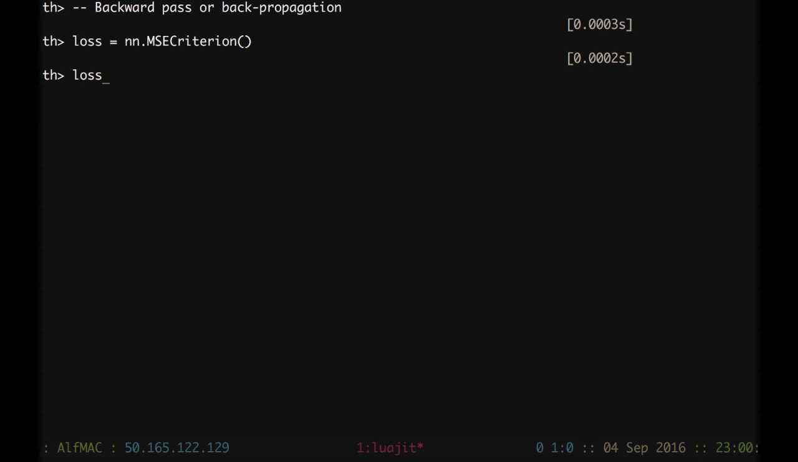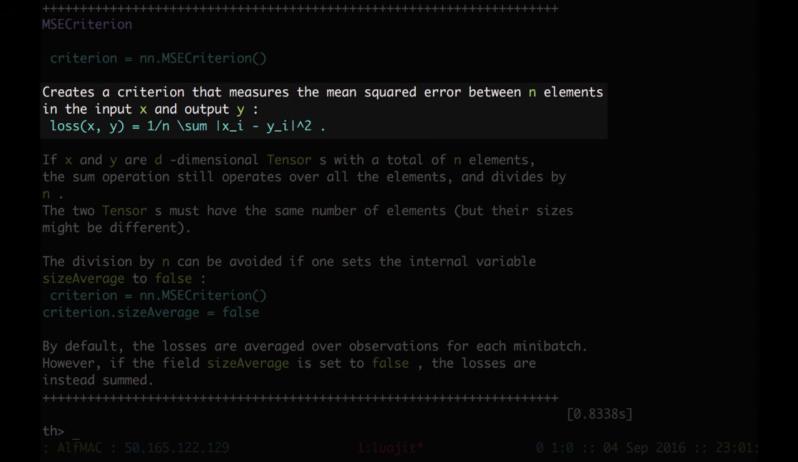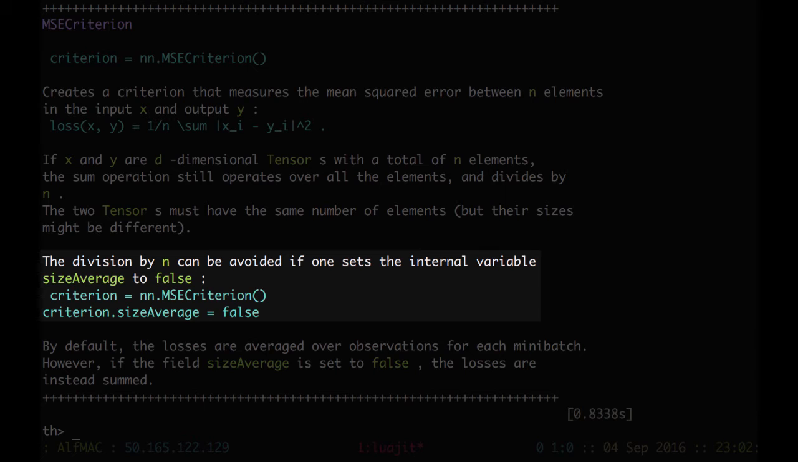So if we print loss, it's going to tell us MSECriterion, and if we would like to know what it does, we can press question mark, and then we have nn.MSECriterion and a description of how it works. Creates a criterion that measures the mean square error between n elements in the input x and the output y. So loss of x and y, where x is the input and y are basically the targets or the labels, is equal to 1 over n, where n is the dimensionality of the vectors x and y, times the summation of the squared differences. We can also see that the division by n can be avoided if one sets the internal variable size average to false.